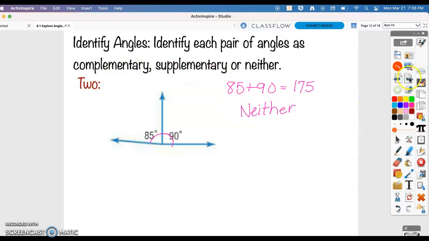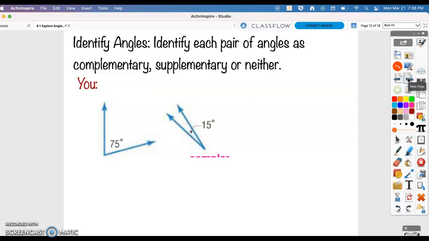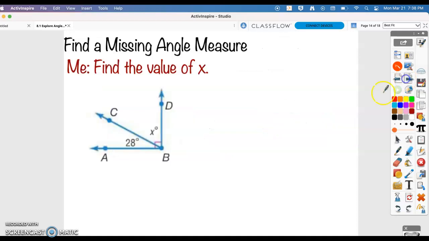It's just two angles. So this time we have 75 and 15. Let's take 75 plus 15, and when we add those together, we do get 90, which is a complementary angle. So that's identifying, and that's going to be the first part of your homework.